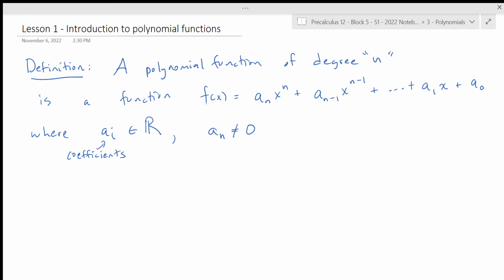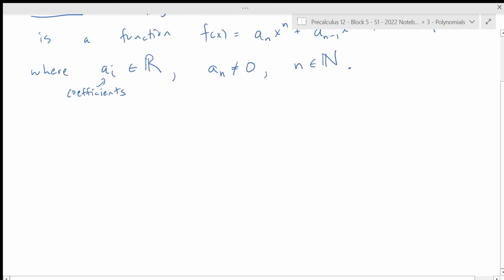Okay, n, so the exponents and these little subscripts are elements of the natural numbers. So they have to be between 1 and, 1, 2, 3, 4, 5. They have to be a counting number. Okay, so we have actually seen a bunch of polynomial functions before. And so what we're going to do is start by looking at some of the more familiar polynomial functions you might have seen.